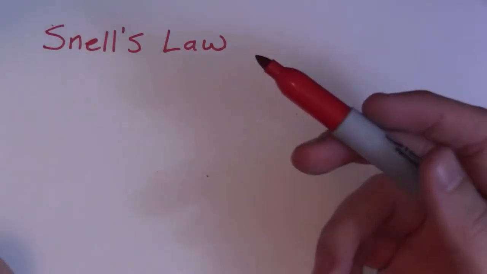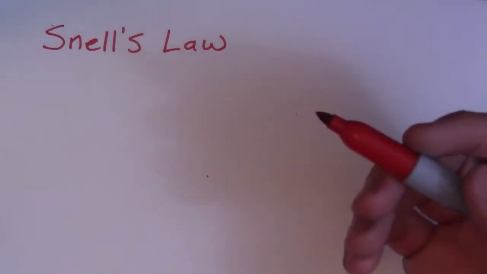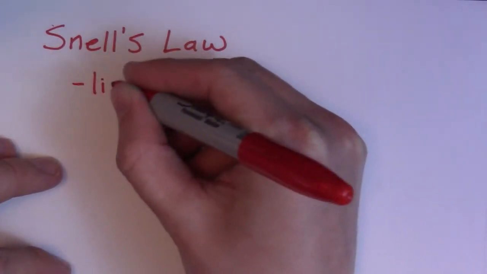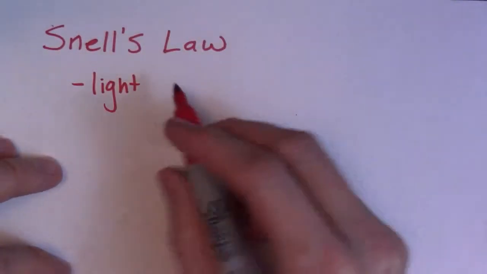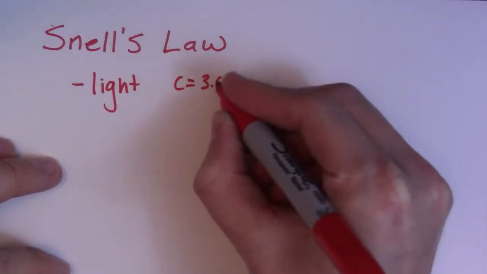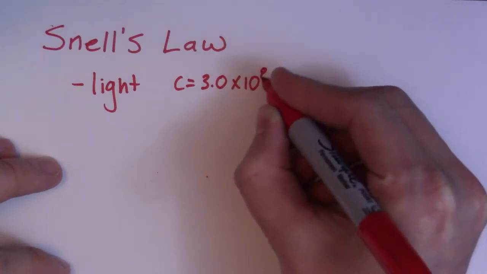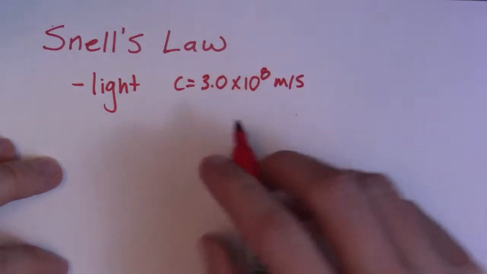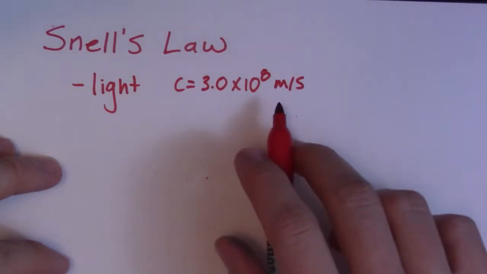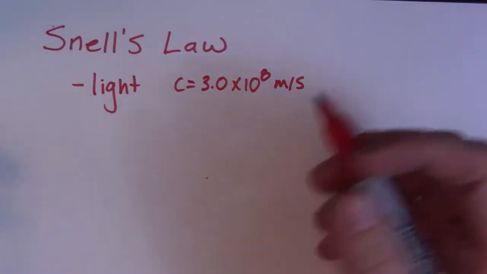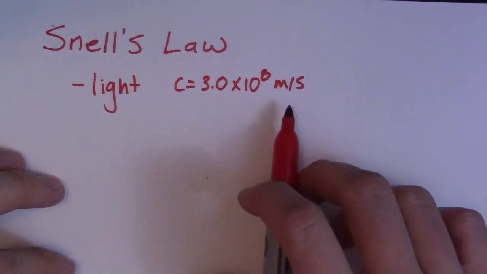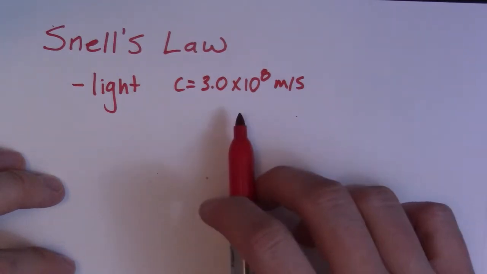Snell's Law is a topic in physics. You've probably done it in a wave unit, and it has to do with light. The thing about light is that it has a speed of 3.0 times 10 to the 8 meters per second. This is in ideal conditions, like in a vacuum, or we can also assume in air, but generally in a vacuum. When light passes through other mediums, it's not going to go as fast.